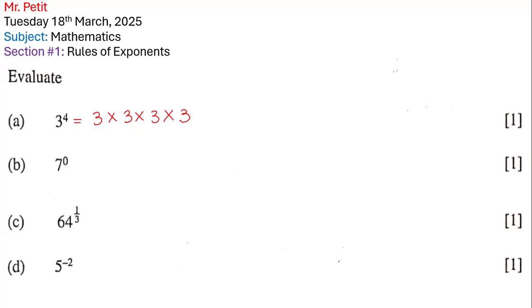3 times 3 is 9. Very good. Times 3 is 27. I thought you were going to do 3 times 3, and then 3 times 3 is going to be 9. Very good. And what is 9 times 9? 81. 9 times 9 is 81. Very good. So the answer for 3 to the 4th power is going to be what? 81. Very good.